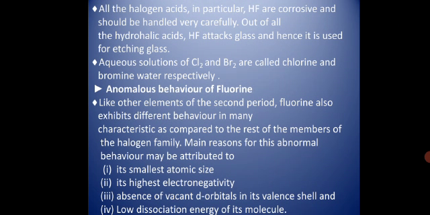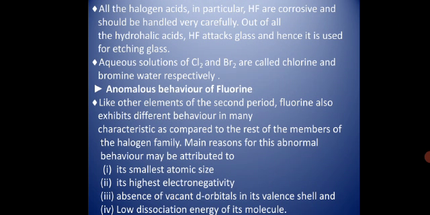Hydrofluoric acid is a liquid while all other halogen acids are gases under ordinary conditions. Hydrofluoric acid is a weak acid while all other halogen acids are strong acids. Just now I said, this is due to the high dissociation energy of HF. As fluorine has the highest electronegativity, it has a strong tendency to form ionic compounds. AlF3 is ionic while all other halides of aluminium are covalent in nature.